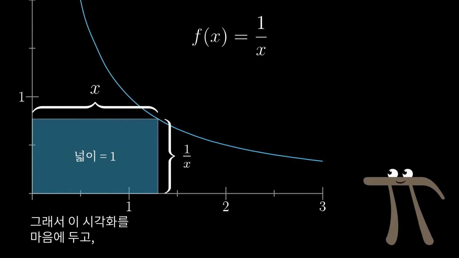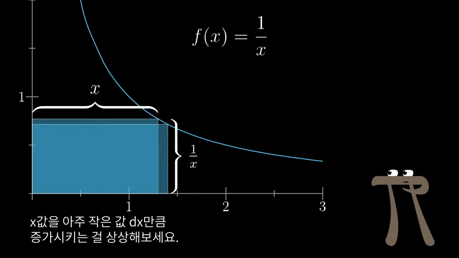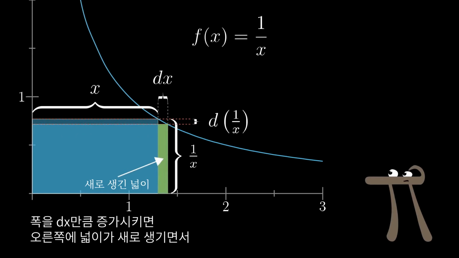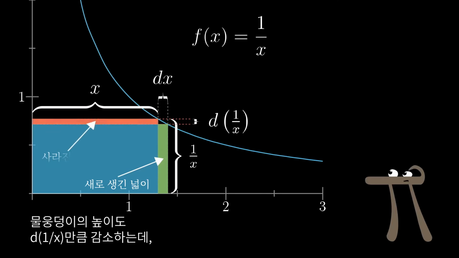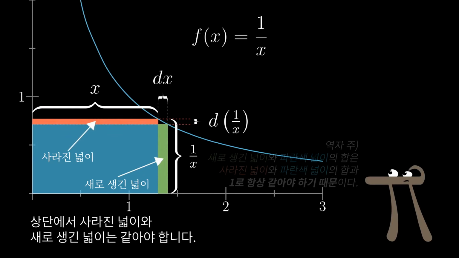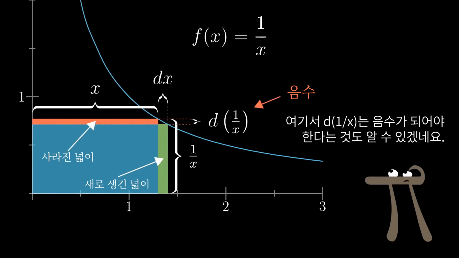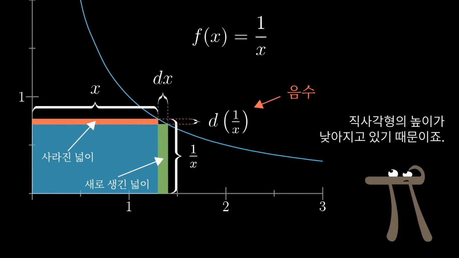So with this visual in mind, for the derivative, imagine nudging up that value of x by some tiny amount, some tiny dx. How must the height of this rectangle change so that the area of the puddle remains constant at 1? That is, increasing the width by dx adds some new area to the right here. So the puddle has to decrease in height by some d(1 over x), so that the area lost off of that top cancels out the area gained. You should think of that d(1 over x) as being a negative amount, by the way, since it's decreasing the height of the rectangle.